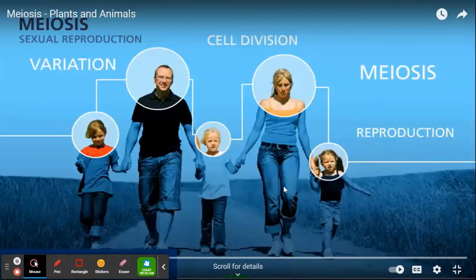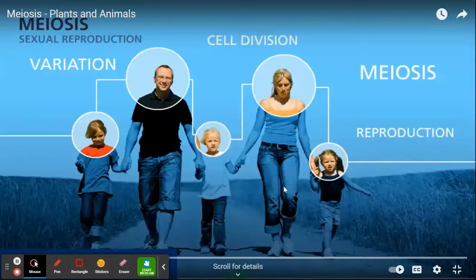If you look at this family in this picture, you can see that the mother and father, there are two parents, and the fact that there are two parents is going to be a contributing factor to creating variation, but also the process of meiosis that occurs in males and in females that brings more variation to the offspring.